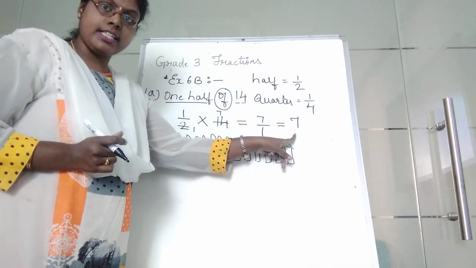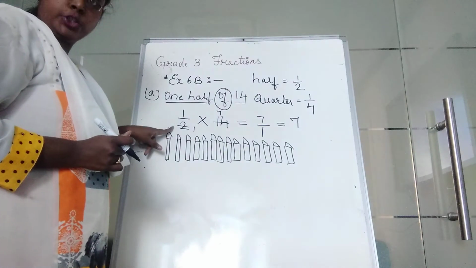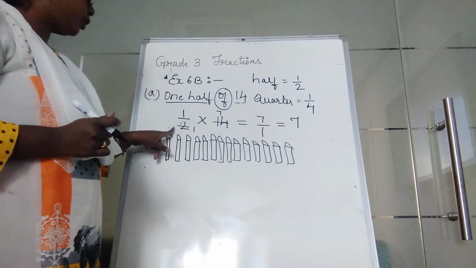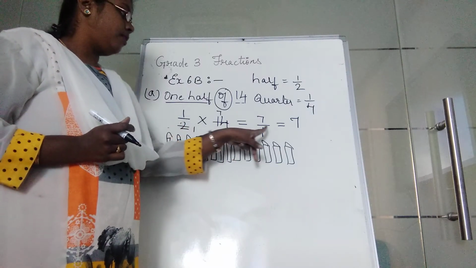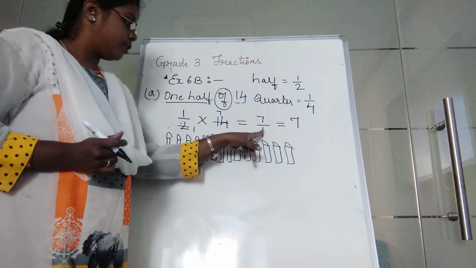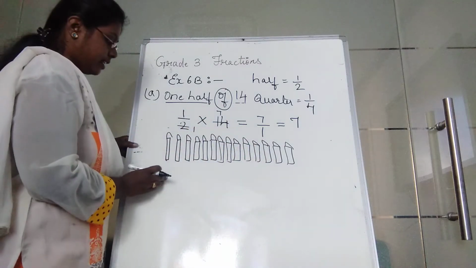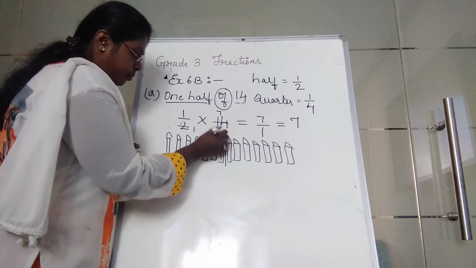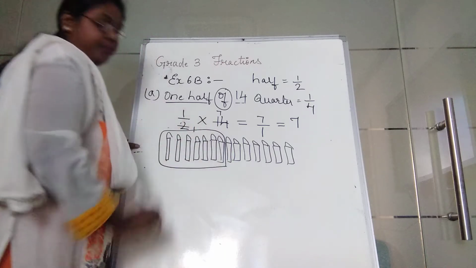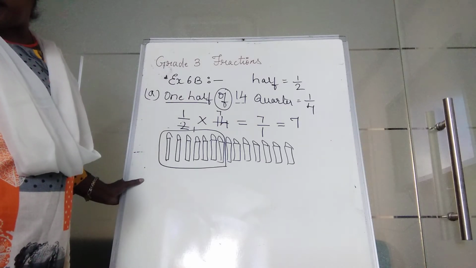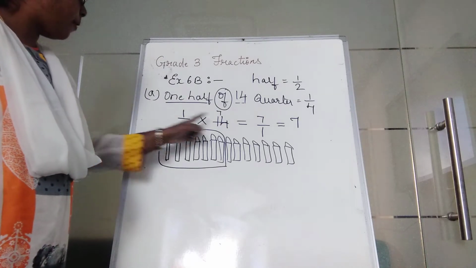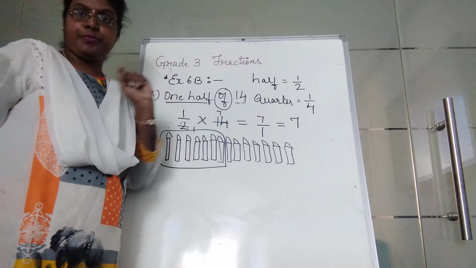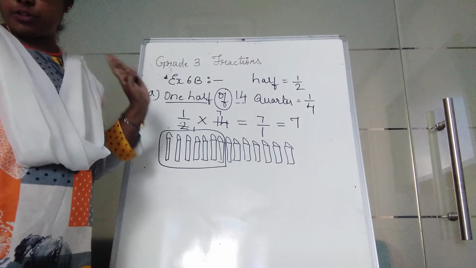How did you get 7 here? It is 1/2 into 14, which is equal to 7. So let me shade or circle 7. 1, 2, 3, 4, 5, 6, 7. The 7 portions you need to make a group. So mark the correct number of the objects in each case. I have marked 7 objects, that is equal to 1/2 of 14. Is it clear? So this is the problem which we have solved over here.